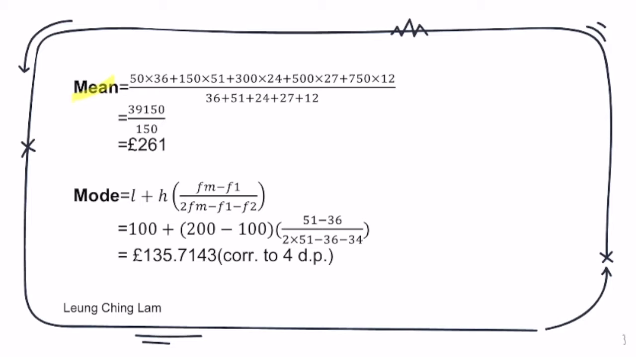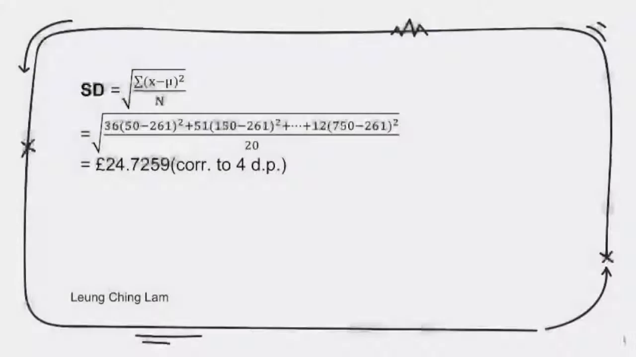Then we need to find the mode. The formula of the mode is shown here. L is the lower boundary of the modal class, H is the size of the modal class, Fm is the frequency corresponding to the modal class, while F1 is the frequency preceding the modal class, and F2 is the frequency proceeding the modal class. Then we need to make the substitution and we will find this equation. The answer would be 135.7143 pounds, correct to 4 decimal places.